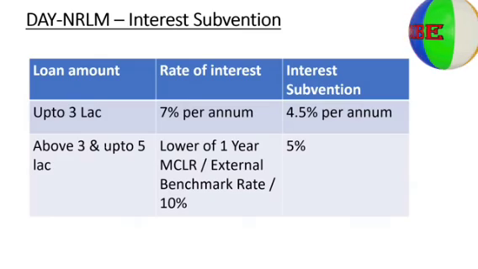Interest subvention up to rupees 3 lakh. Again, this is important from exam point of view. What is the interest subvention provided by government? For loan up to rupees 3 lakh, government is providing 4.5% interest subvention, and rate of interest that can be charged from customer is 7% only. And above 3 to 5 lakh, rate of interest can be charged at the lower of 1 year MCLR or external benchmark rate, or 10%, whichever is lower. And interest subvention provided is 5%.